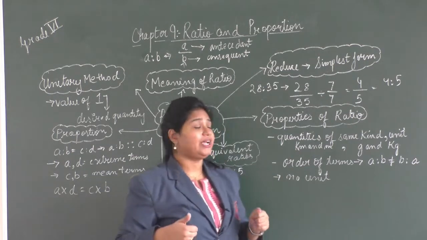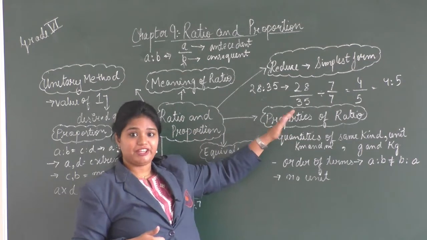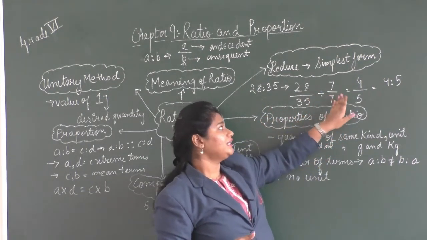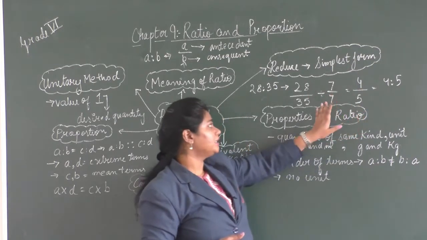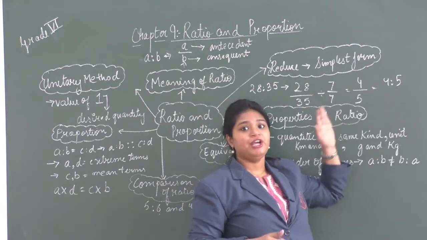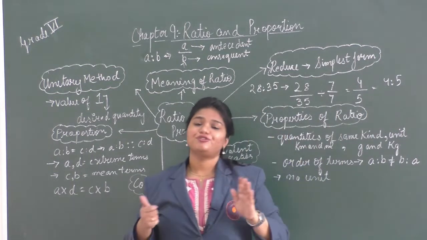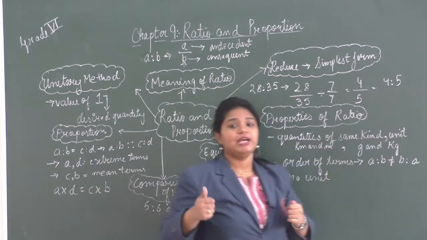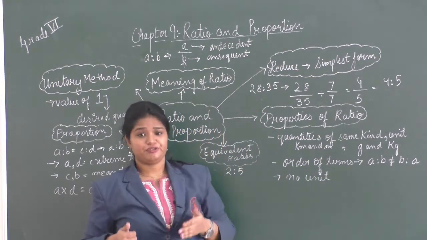So here we have divided 28 and 35 by the HCF, that is 7. We get 28 divided by 7 is 4 and 35 divided by 7 is 5, which is 4 by 5. Now we will again write the fraction in the form of a ratio, which becomes 4:5.